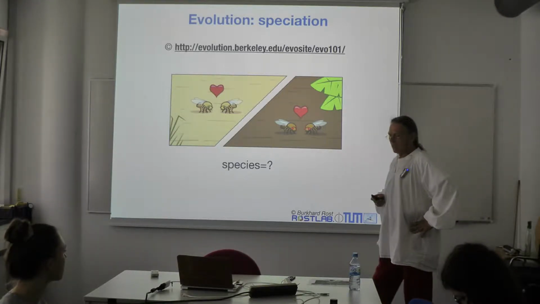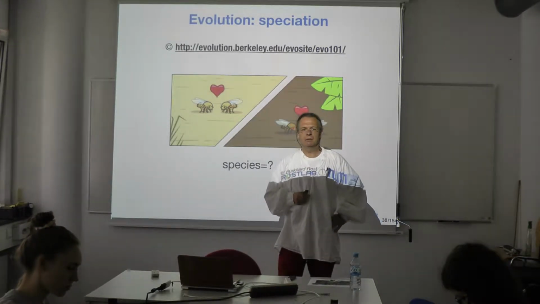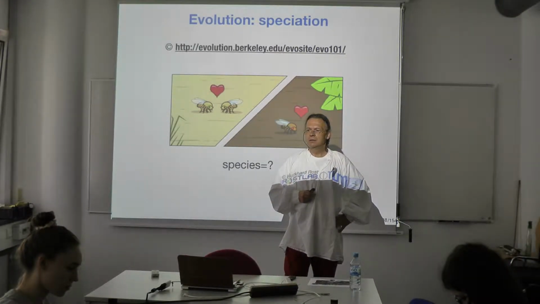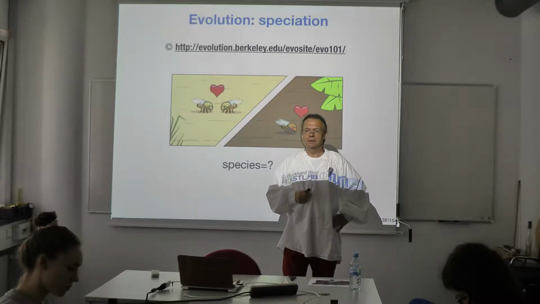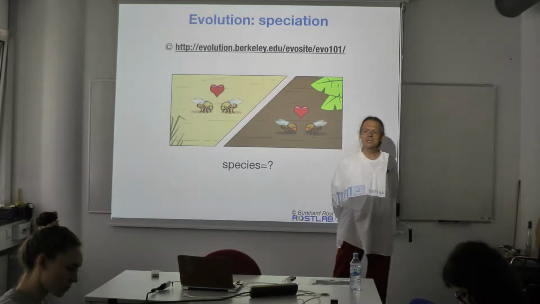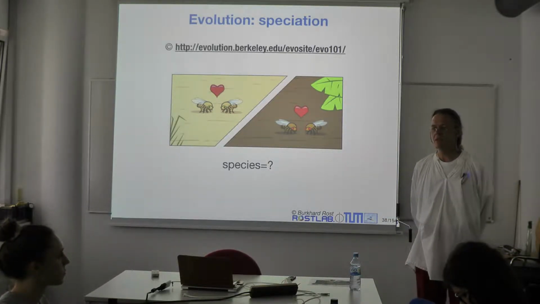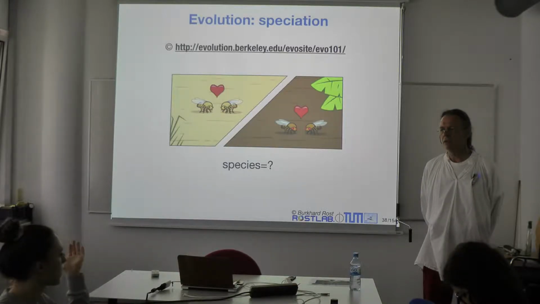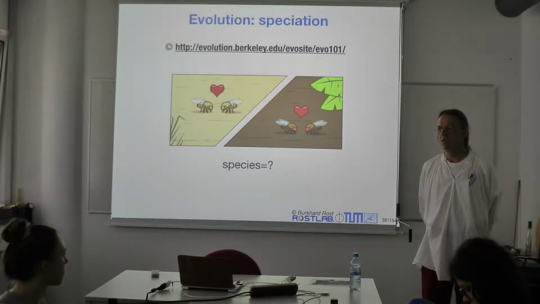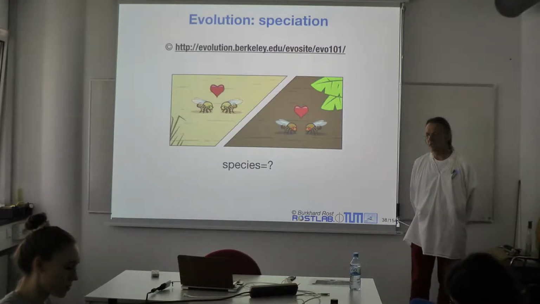So ultimately, what's defining a species? Does anybody in the room remember how biologists define a species, or the difference between two species? Yeah? That they can't breed, that different species can't have offspring. That's the crucial point. They can't have offspring, right?